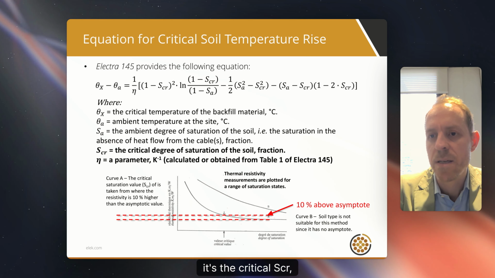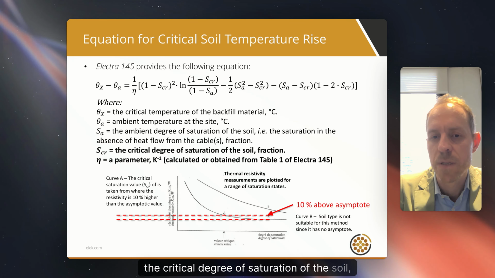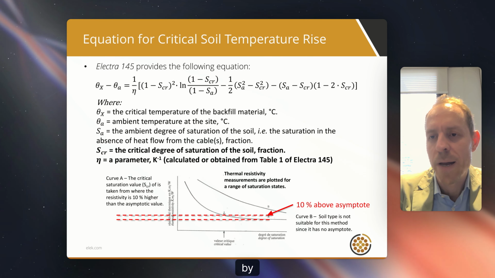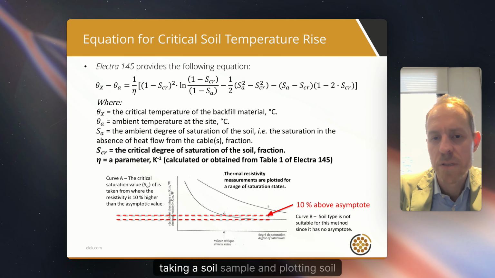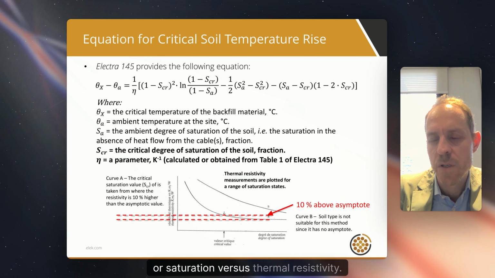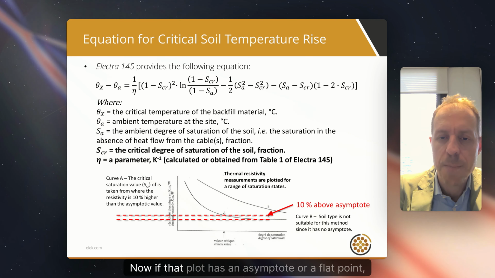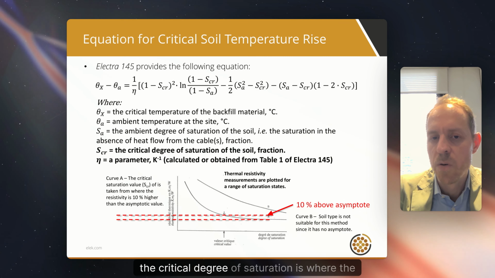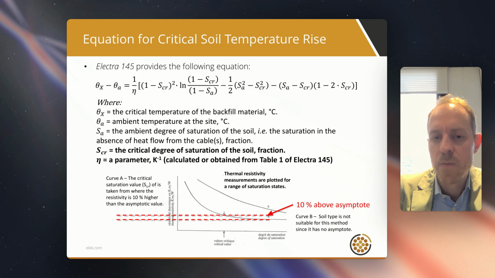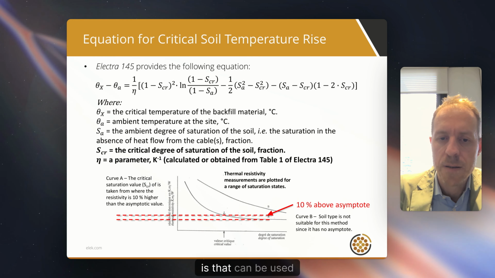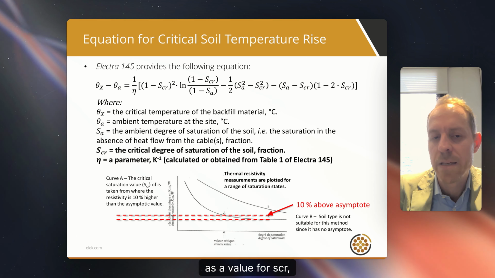It's the critical SCR, the critical degree of saturation of the soil, that needs to be determined, and the easiest way to determine it is by taking a soil sample and plotting soil moisture or saturation versus thermal resistivity. Now, if that plot has an asymptote or a flat point, then the critical degree of saturation is where the rise is 10% above the asymptote, and that can be used as a value for SCR.